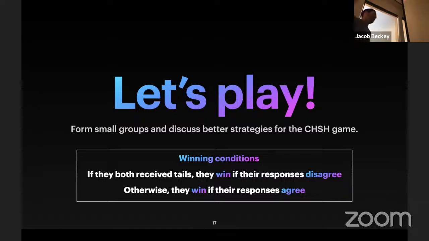So the idea is, we said, okay, if they both receive tails and they disagree, then they will win. But that only happens a quarter of the time. So the disagree strategy is not very good. And so it was pointed out that if you agree, then the other three options will be wins. And so if you average over enough trials, you'll win 75% of the time. So that's good. Does anyone think they can do better than 75%?